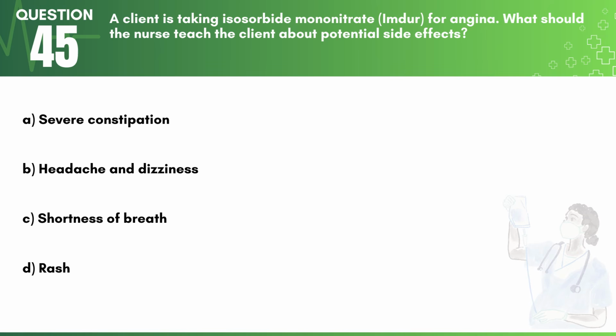Question 45. A client is taking isosorbide mononitrate, IMDUR, for angina. What should the nurse teach the client about potential side effects? A. Severe constipation. B. Headache and dizziness. C. Shortness of breath. D. Rash.